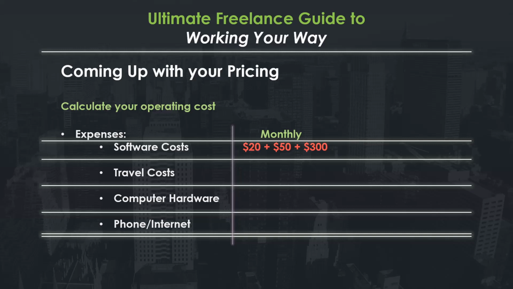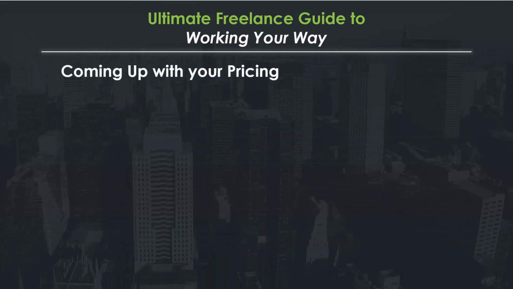Now, I may occasionally have to travel to a job, so I'm going to include a little bit for that. I may have to update some of my software from time to time, so I'm going to put something in the cost for that. And phone and internet is something that I will always need to communicate and to send emails, so let's include some money for that as well. And that puts our total operating costs at $620. Now we have a good idea of what it costs to operate our freelance business.